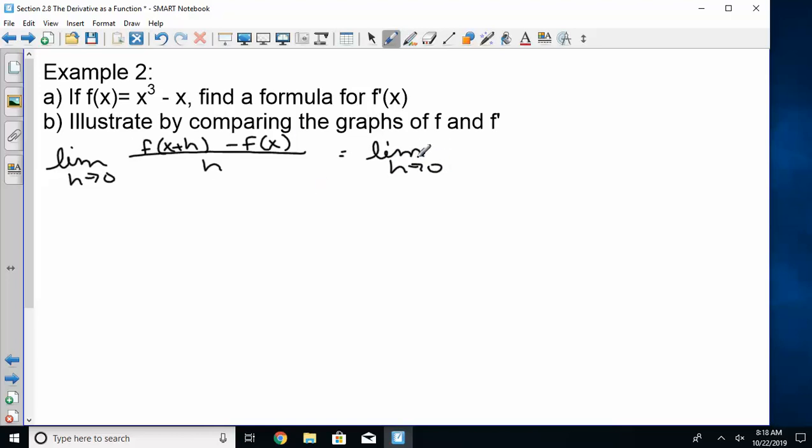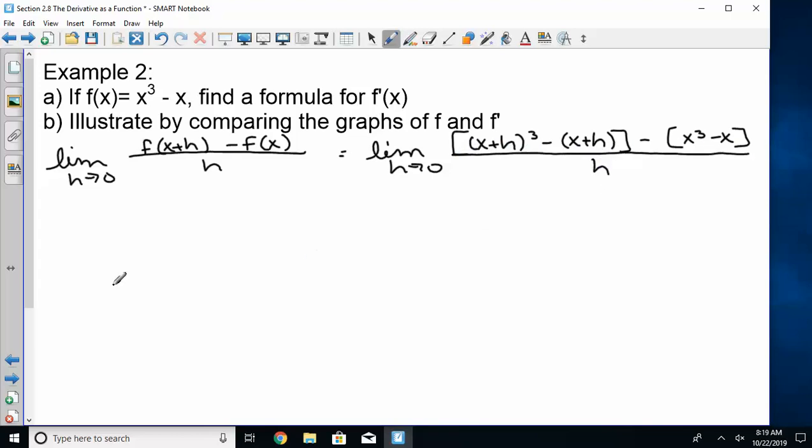Okay, so f of x plus h, if I put x plus h in here, we get x plus h cubed minus x plus h, minus f of x, which would just be x cubed minus x, all over h.